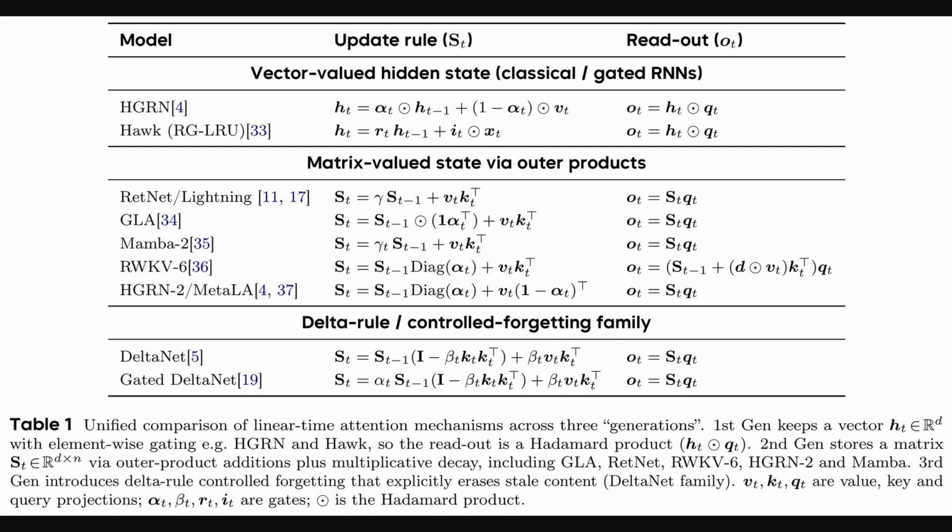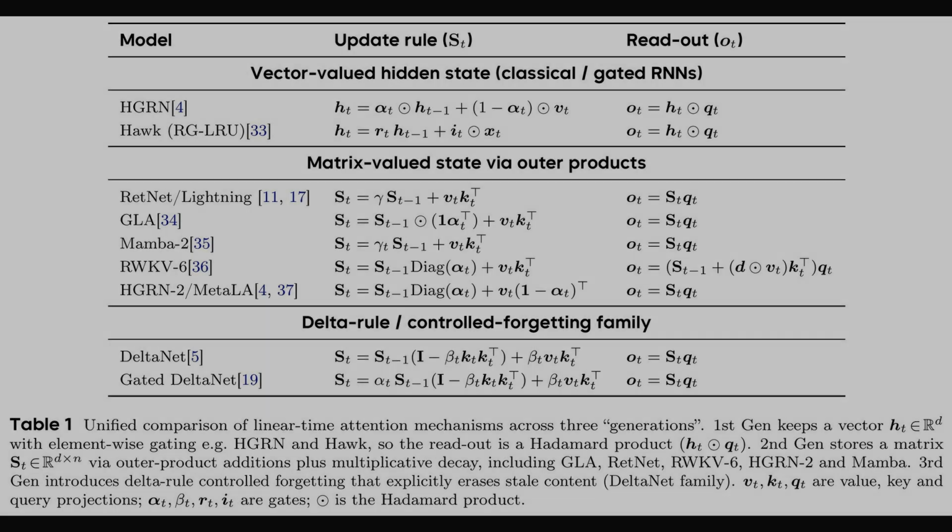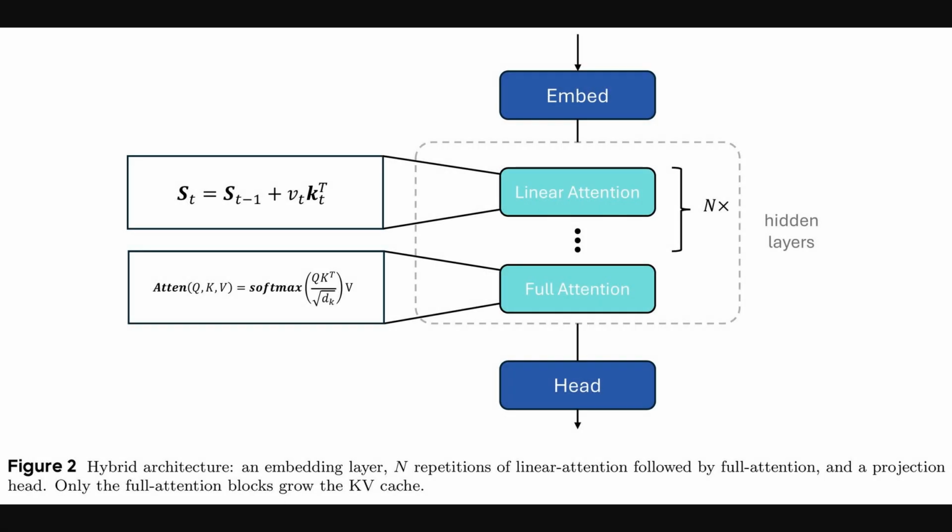This table then details the specific math behind those 3 generations we just discussed. It shows the update rule, which is how the model's memory state gets updated with new text, and the readout, which is how it uses that memory to generate its output. You can see the different approaches, from simple vectors to more complex matrices. But the key innovation is in that third generation, the DeltaNet family. It uses what are called gates, basically learned switches that let the model selectively subtract or forget old information before adding new content. So how do they combine these different attention types?